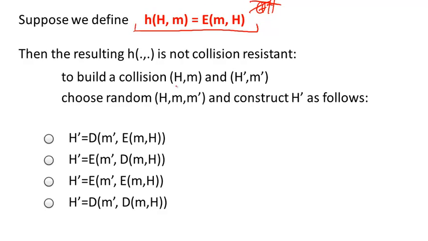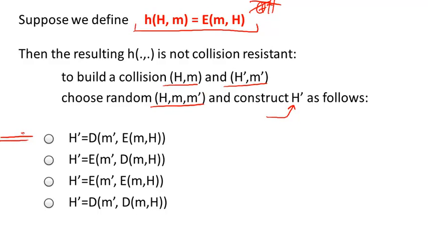So let's see. We're trying to build a collision, namely a distinct pair (h, m) and (h', m') that happen to collide under this little function. And my question to you is, how would you do it? I'm already going to tell you that you're going to choose h, m, and m' arbitrarily. The only requirement is that m and m' are distinct. And then my question is, how would you construct an h' that would cause a collision to pop out?